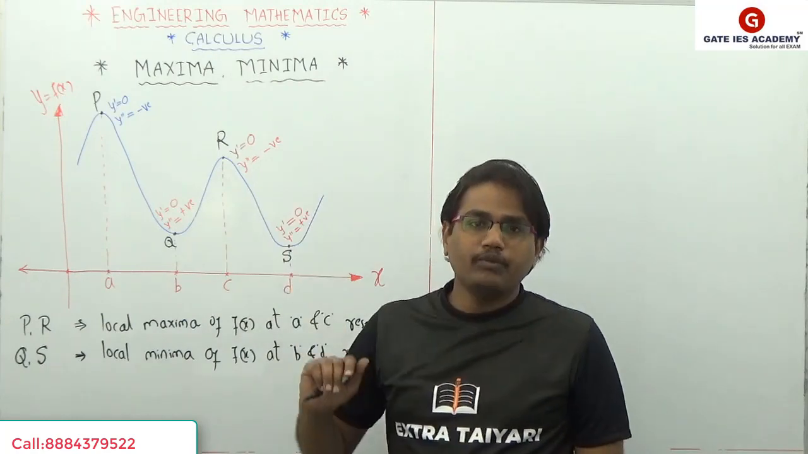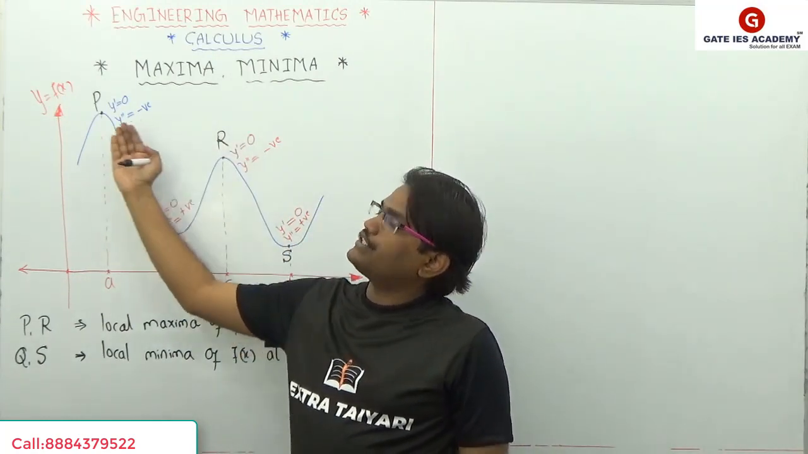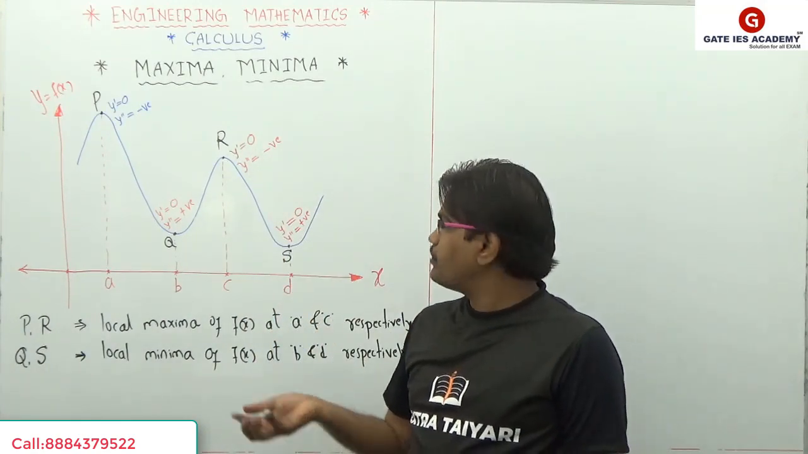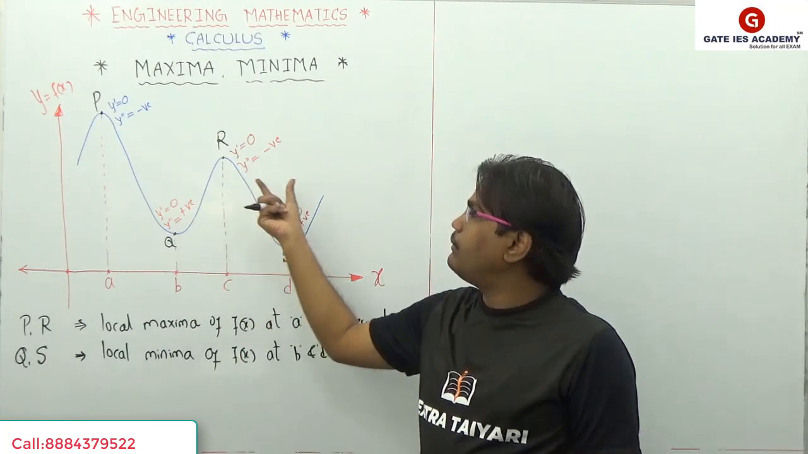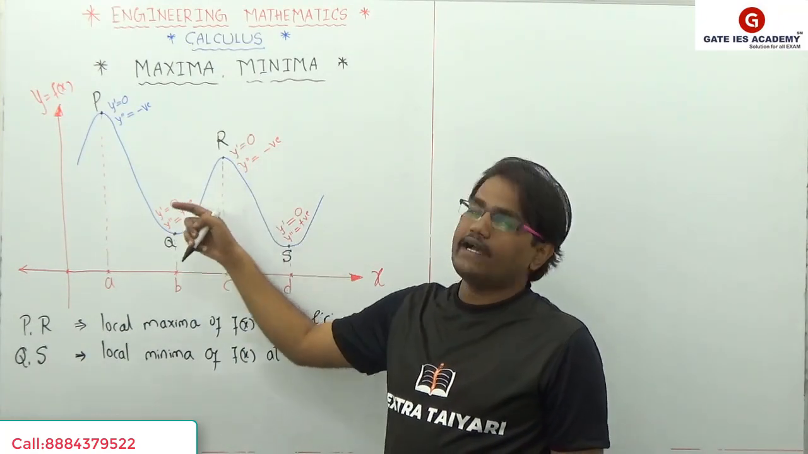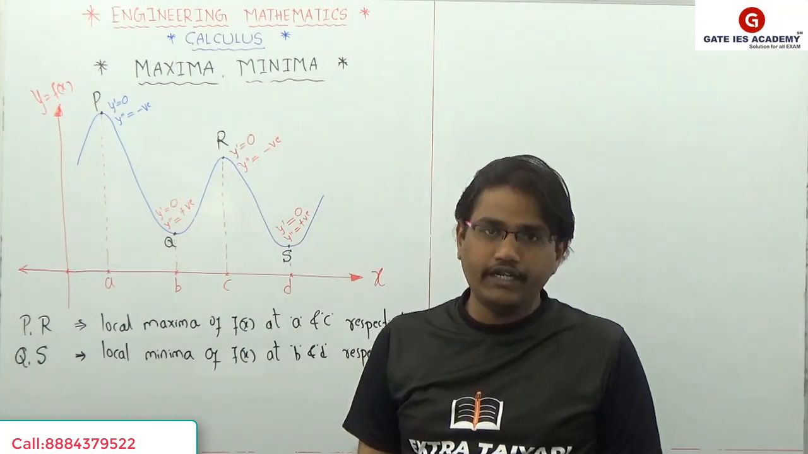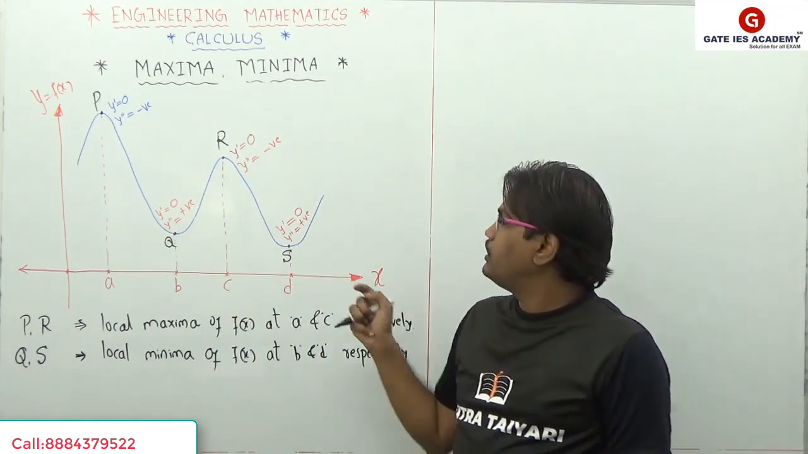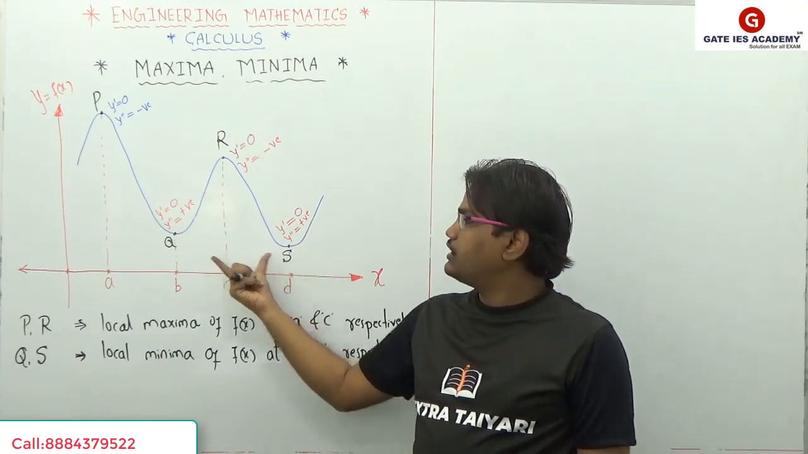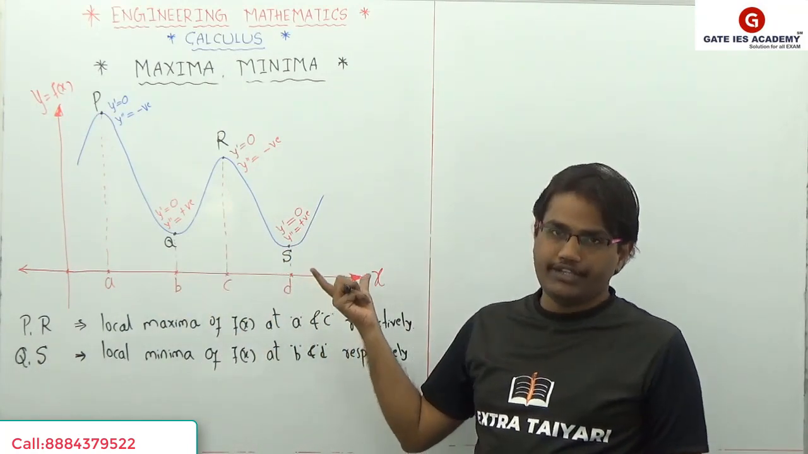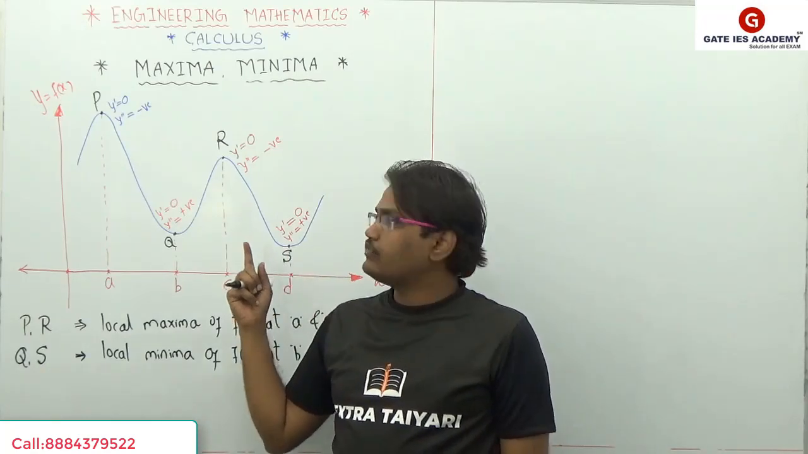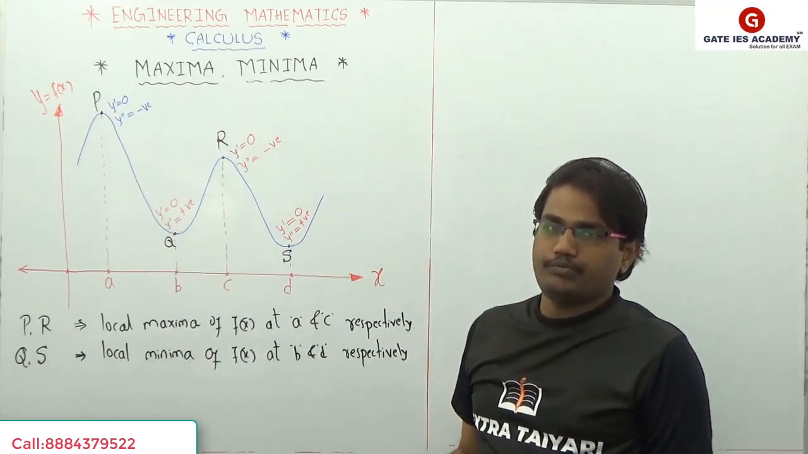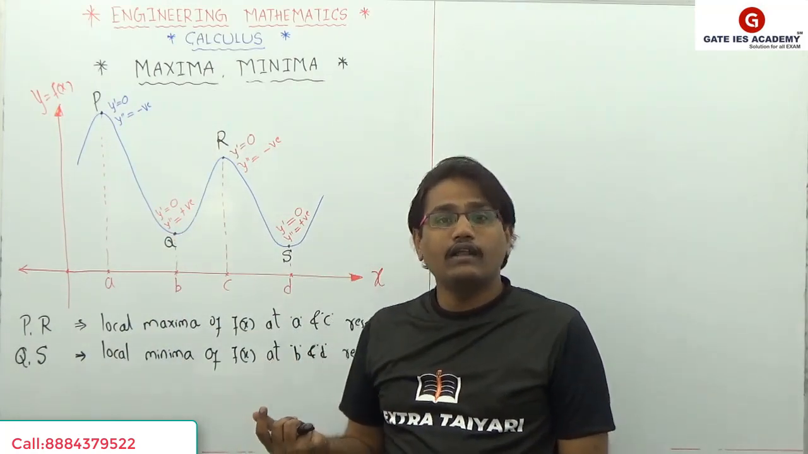Now observe at R. At R also the results are the same as P, because here also the slope is 0, so y dash is 0, obviously, and here also the double derivative, that is, here also the curve has a convex shape, right? Convex shape means the double derivative is negative. Similar to that, at Q, S has the same results, that is, the slope is 0. Always at the extreme points, right, the slope is always 0, because the tangent will be a horizontal line.